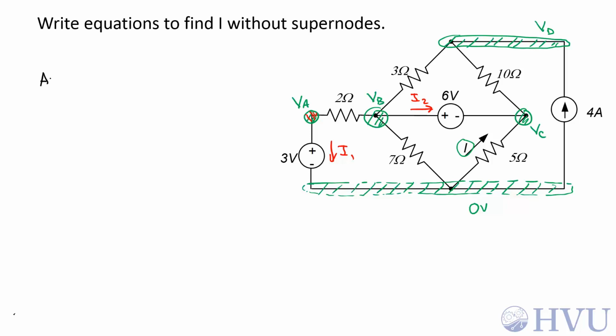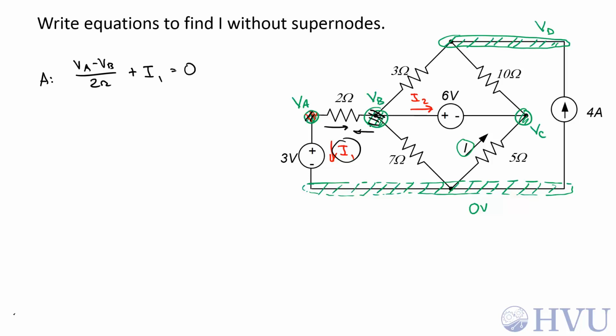So at node A, the current through the 2 ohm resistor is VA minus VB over 2 ohms. And the current through the source is an unknown I1. It's also leaving, so it's a positive term. Those sum to 0.